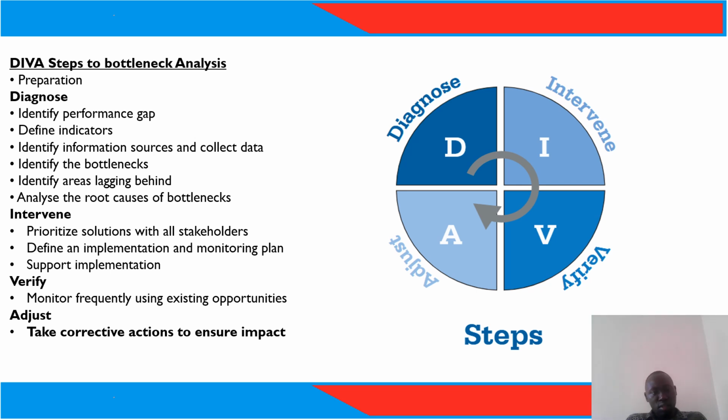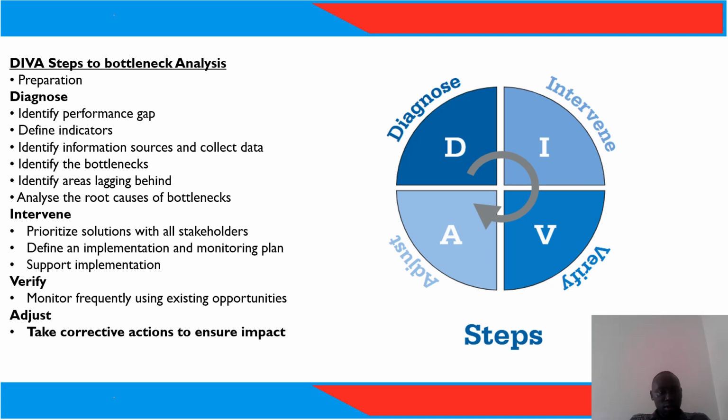Now that was diagnosis. Two, interventions. You prioritize solutions, and you don't prioritize solutions alone, you prioritize solutions with the stakeholders. Then you define an implementation and M&E plan. Any work that is done without an M&E plan, my dear, won't take you anywhere. You must have a plan. Even at home, and in everything we do daily, always make sure you have a plan so that you're able to achieve your tasks very well. And then, of course, you start to support the implementation in one way or another.